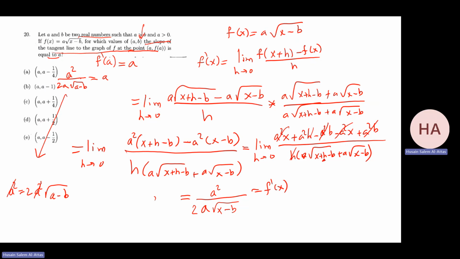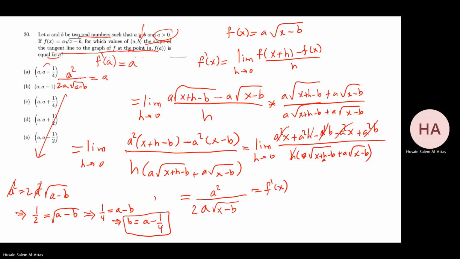Why can I do this? Because he says a is positive. So it means 1/2 equals square root a minus b. I just square both sides. So it means 1/4 equals a minus b. So that means b is a minus 1/4. And this is what I'm looking for. So this is my b. So this is my answer.